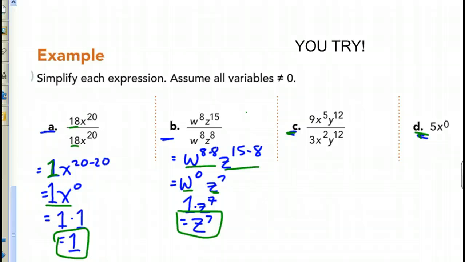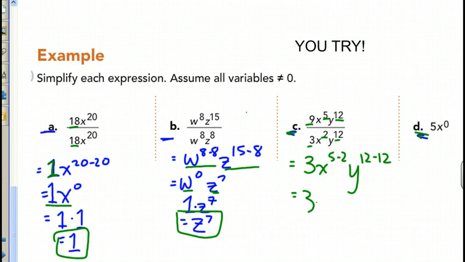So now I want to do C with you together. If you already did it, then you can fast forward to see if you got it right. So first we do 9 divided by 3. Remember the old school. So we get 3. x to the 5th minus 2. y to the 12th minus 12. Now I'm getting 5 and 2 from right there, and 12 and 12 from right there. So this gives me 3x to the third y to the 0 power, 3x to the third. Anything to the power of 0 is 1, so that's 3x to the third times 1, which just gives me 3x to the third as my final answer.